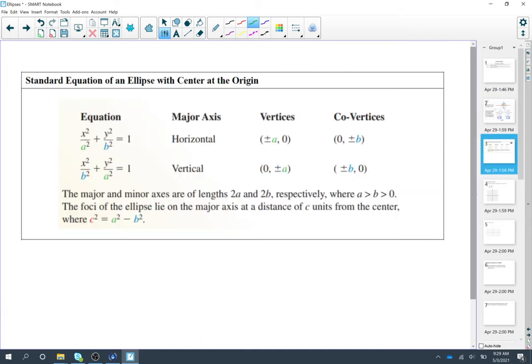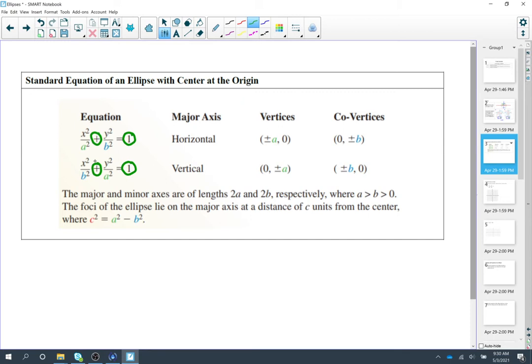So, standard equation of an ellipse with the center at the origin, kind of what we already went over. a is always going to be greater than b, and then we've always got this equal to 1. The other thing is, because we're talking about the sum of the distances, this always has to be an addition sign. If it's not an addition sign, you're actually talking about something else called a hyperbola, which will be coming up later.